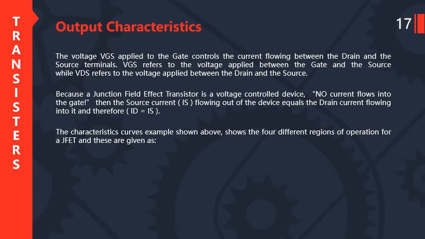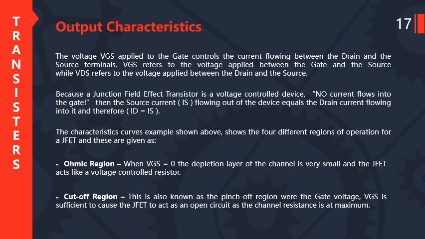shows the 4 different regions of operation for a JFET, and these are: ohmic region. When VGS is equal to 0, the depletion layer of the channel is very small and the JFET acts like a voltage controlled resistor. Cutoff region. This is also known as the pinch off region, where the gate voltage VGS is sufficient to cause the JFET to act as an open circuit as the channel resistance is at maximum.